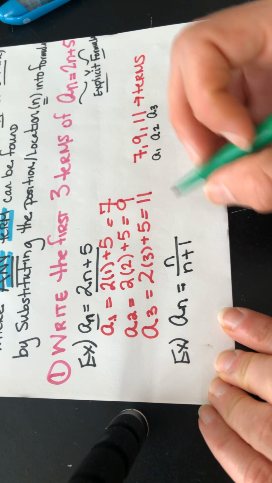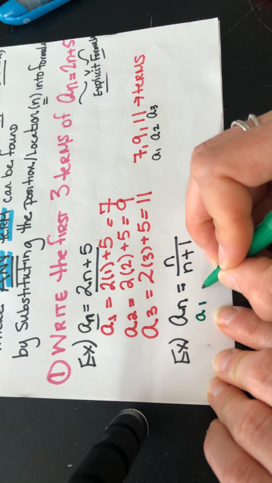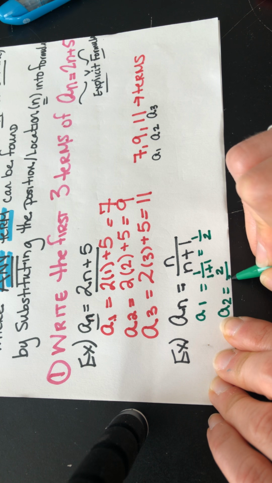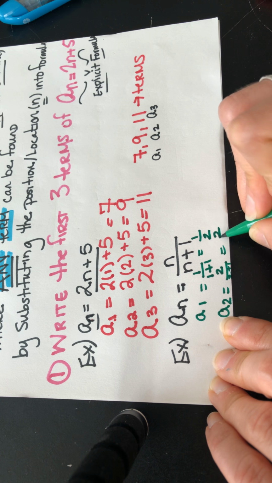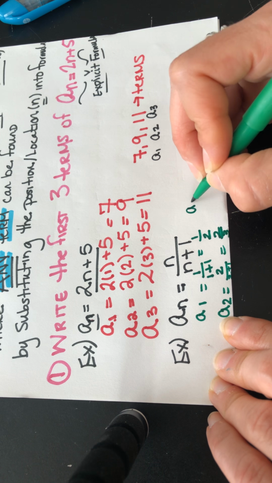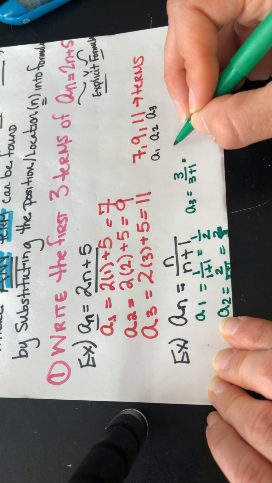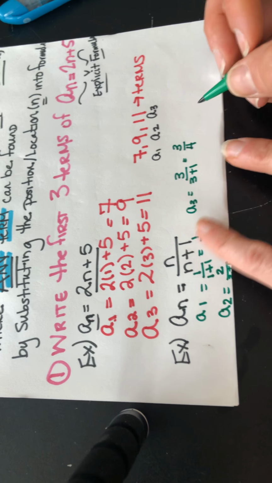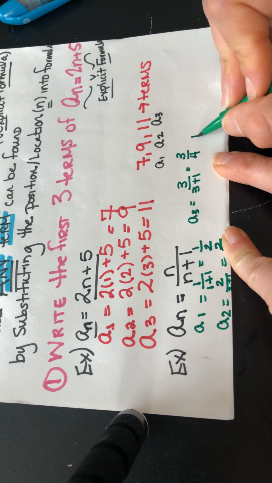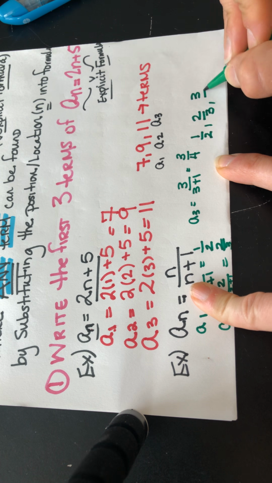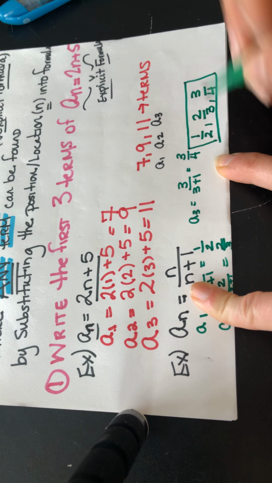So here we go. For example, you have a sub 1, the first position. I'm just substituting 1 into wherever I see the n. So it's 1 over 2. A sub 2. Now I'm just substituting 2. Uh-oh, ran out of room. Which is 2 over 3. And then let's do a sub 3. Again, you're just replacing that n. So it becomes 3 over 4. So again, the first 3 terms here are 1/2, 2/3, and 3/4. That would be your answer.